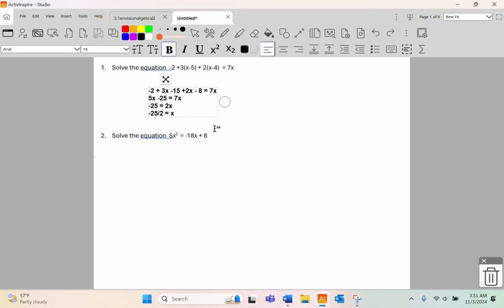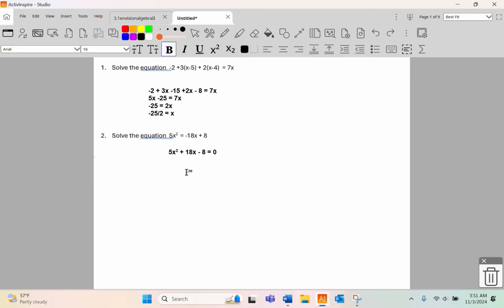You're not going to be allowed to use a TI-84 on these, okay? All right, solve the equation 5x squared minus 18x plus 8. Obviously, you're going to have to take this thing and set it equal to 0. So you're going to jump everything around. And I don't know if this thing factors or not, but we're going to use the quadratic formula.